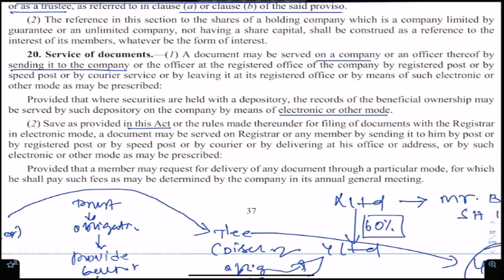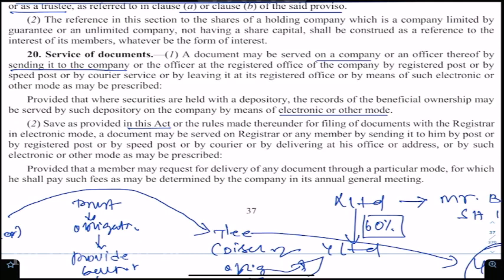Service of documents. A document may be served on a company or an officer thereof by sending it to the company or the officer at the registered office of the company by registered post or by speed post or by courier or by leaving it at its registered office or by means of such electronic or other mode as may be prescribed. Provided that where the securities are held with a depository, the records of the beneficial ownership may be served by such a depository on the company by means of electronic or other mode. This is the thing they want to convey.